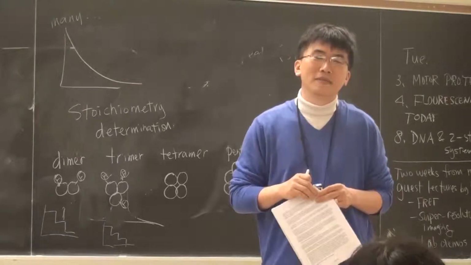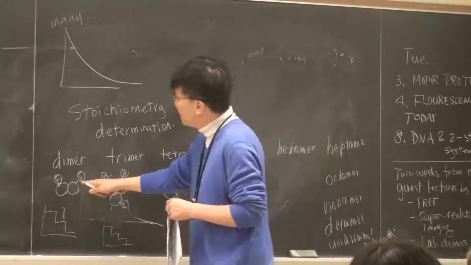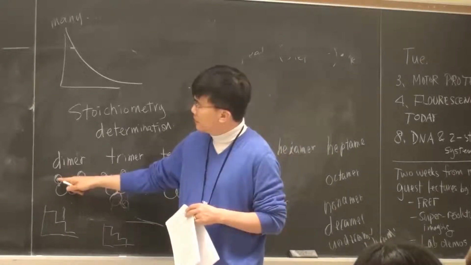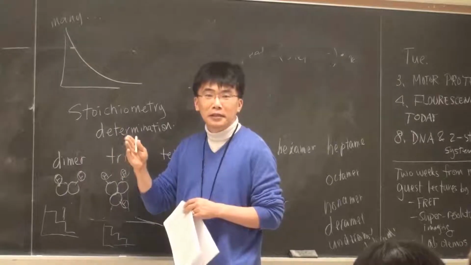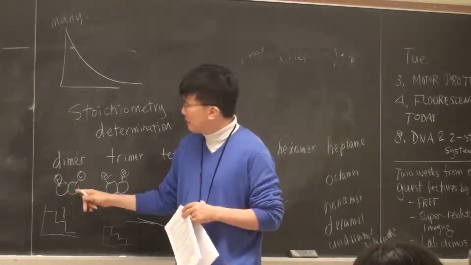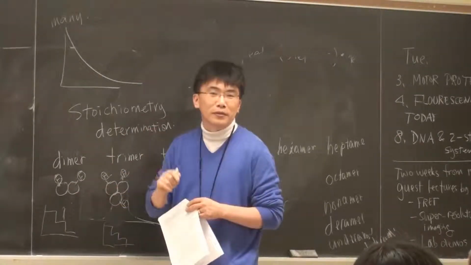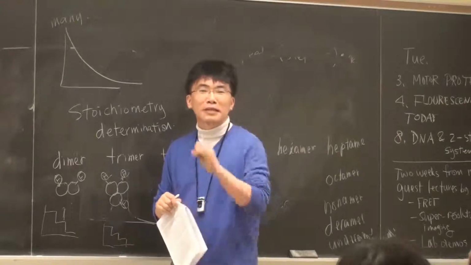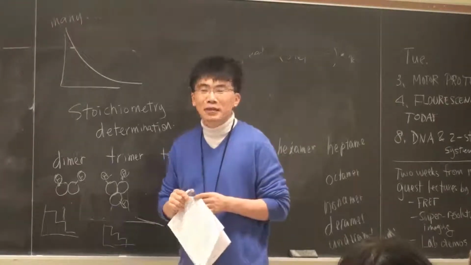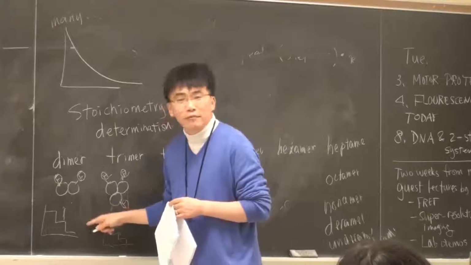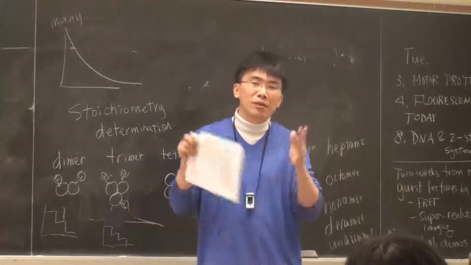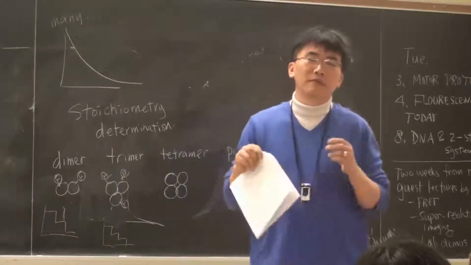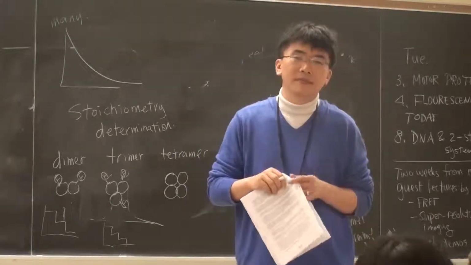Yeah. But if the labeling efficiency, attaching a fluorescent molecule to a protein, is not 100%, right? Let's say 80%, then some of the dimers will have only 1 fluorescent molecule. Some of them will have actually even 0, right? So some of the molecules will show just 1-step photobleaching. Then you have to use binomial distribution and so on to pull out the information. Yes, I get it.